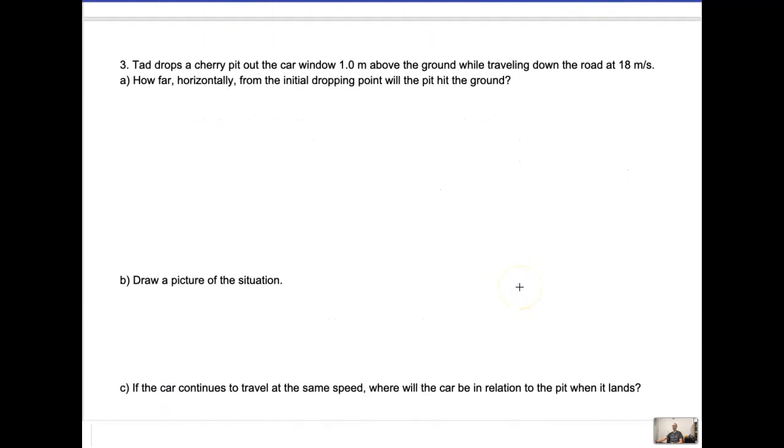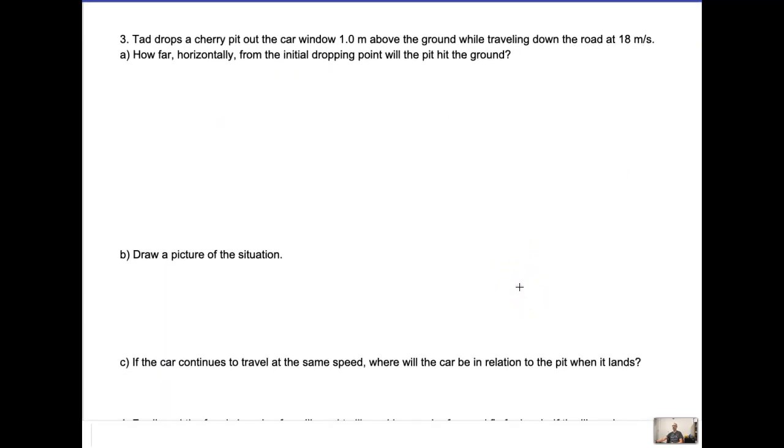This is number 3. Tad drops a cherry pit out of a window 1 meter above the ground while traveling down the road at 18 meters per second. So they want to know how far horizontally from the initial dropping point will the pit hit the ground. If I have a car, okay, so here's my car, and there's a window here, and the car is moving in this direction, so it has a positive velocity in that direction.